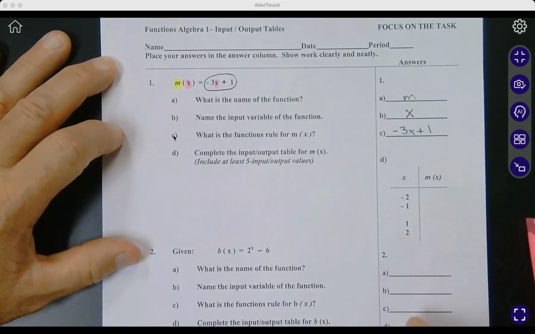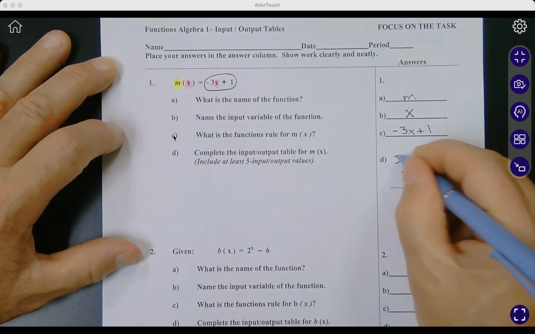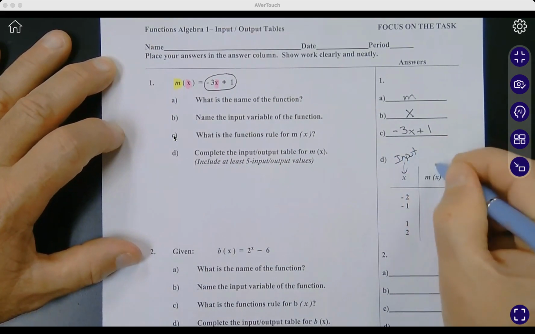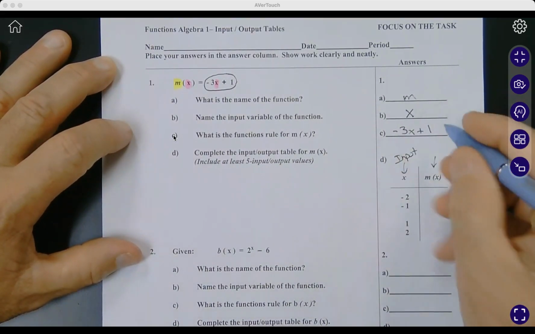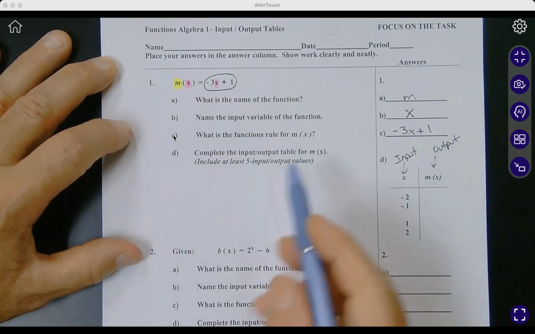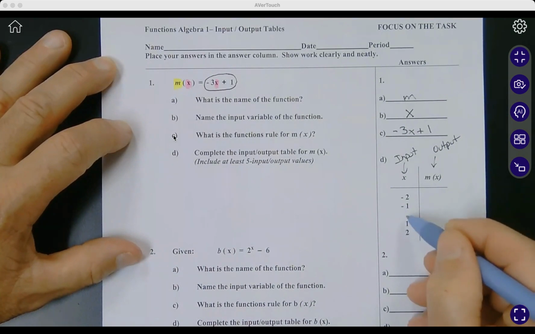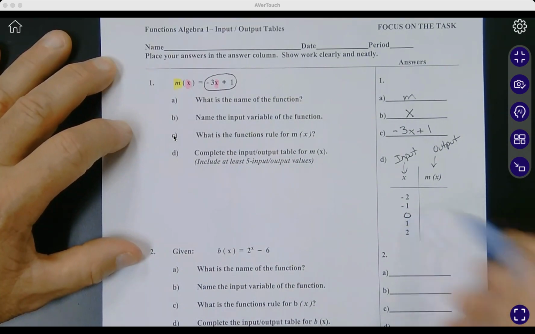Now let's complete a table. The X part of the table is always the input, and the M of X, or the function notation part, is always the output. So they want me to find 5 inputs and outputs, 1, 2, blank, 3, 4. So I'm going to put the number that would go in the middle, 0.